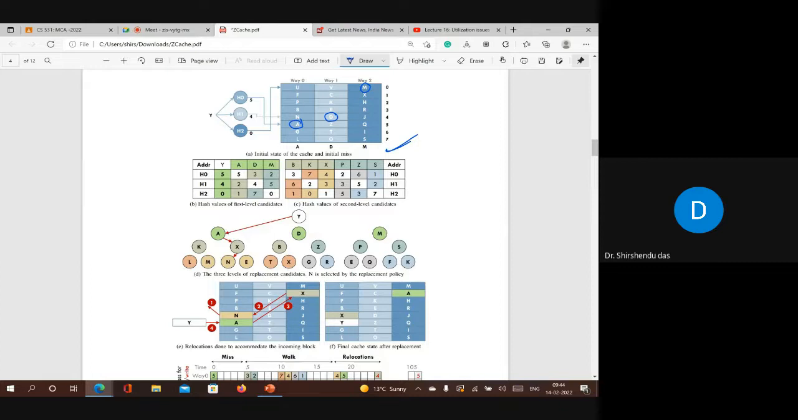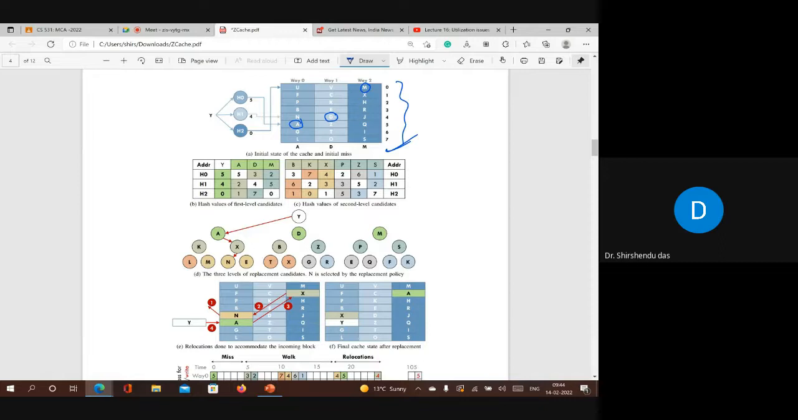So suppose this is the current situation of the cache, and at this moment you want to place y in this cache. Obviously the cache has no space, but which are the locations where you can place y? That will be given by these three hash functions. In way 0 you can place y in place of A, in way 1 you can place y in place of D, and in way 2 you can place y in place of M.